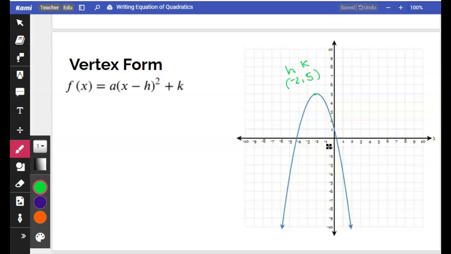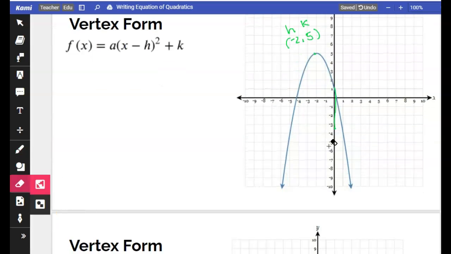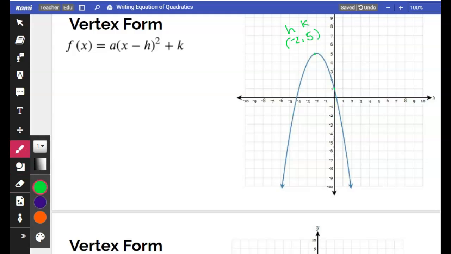I need another point on the graph. Cool. Let's use this point right here, 0, 1. That can be my x and y. So I have an x, y, I have an h, k, and of course the only letter I don't know is a. I can see from the graph we are concave down, so I know a is negative. I can't really tell if it's gotten wider. It's definitely not skinnier. So I'm not quite sure about the a value itself, but I definitely can conclude that it's negative.